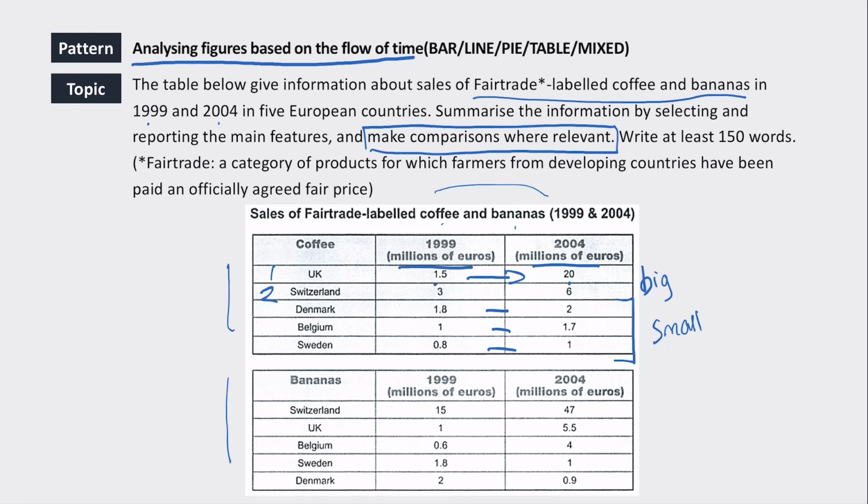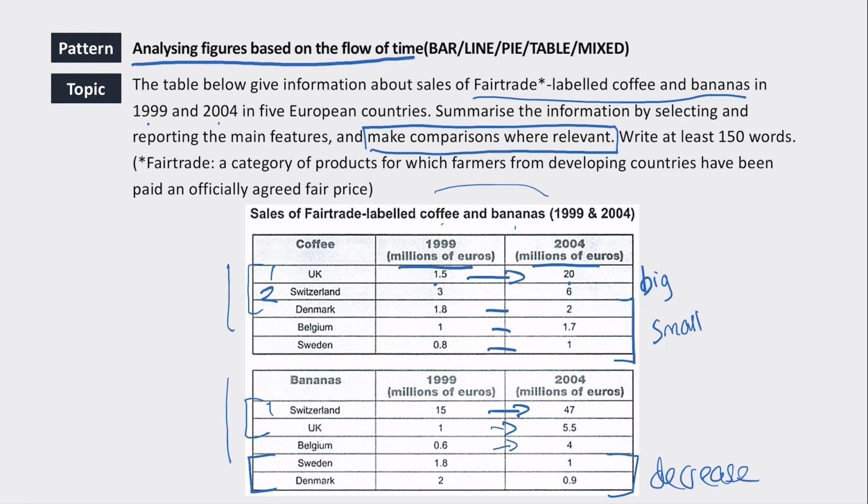Then for bananas, Switzerland had this huge increase, and Britain had a sort of okay increase. And then Belgium had a little bit of an increase, and then Sweden and Denmark actually decreased. Okay, so that's a significant trend to notice. We've got a decrease in Sweden and Denmark here. The UK and Switzerland are the biggest increases for both products. And then we've actually got a decrease down here. Okay, so those are some features.